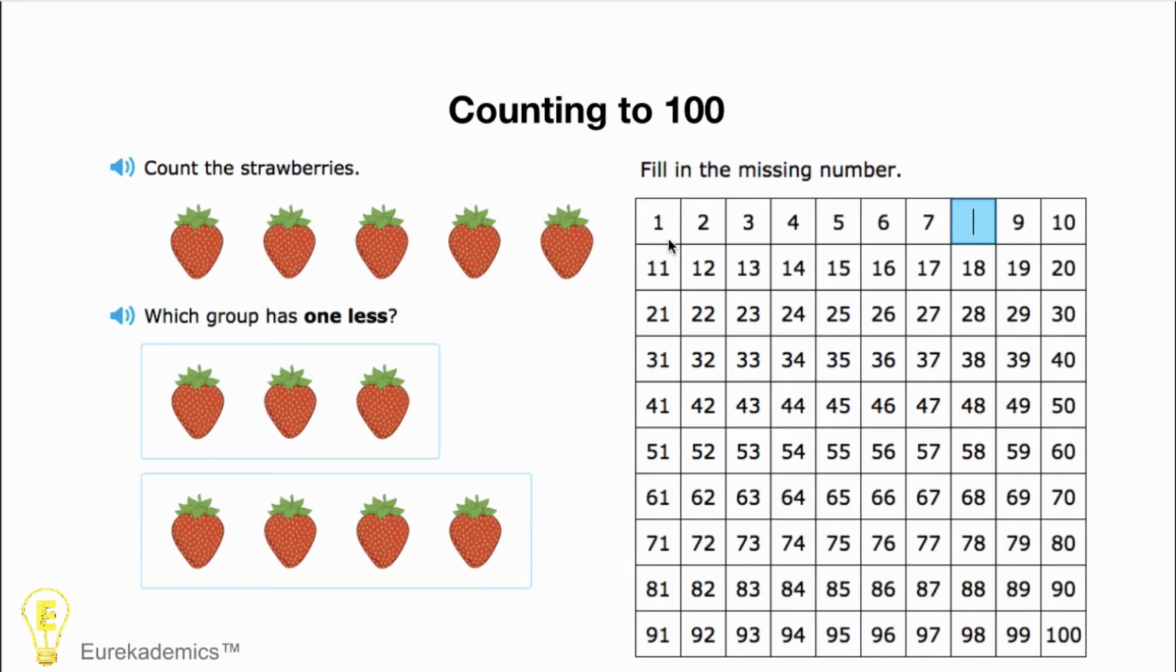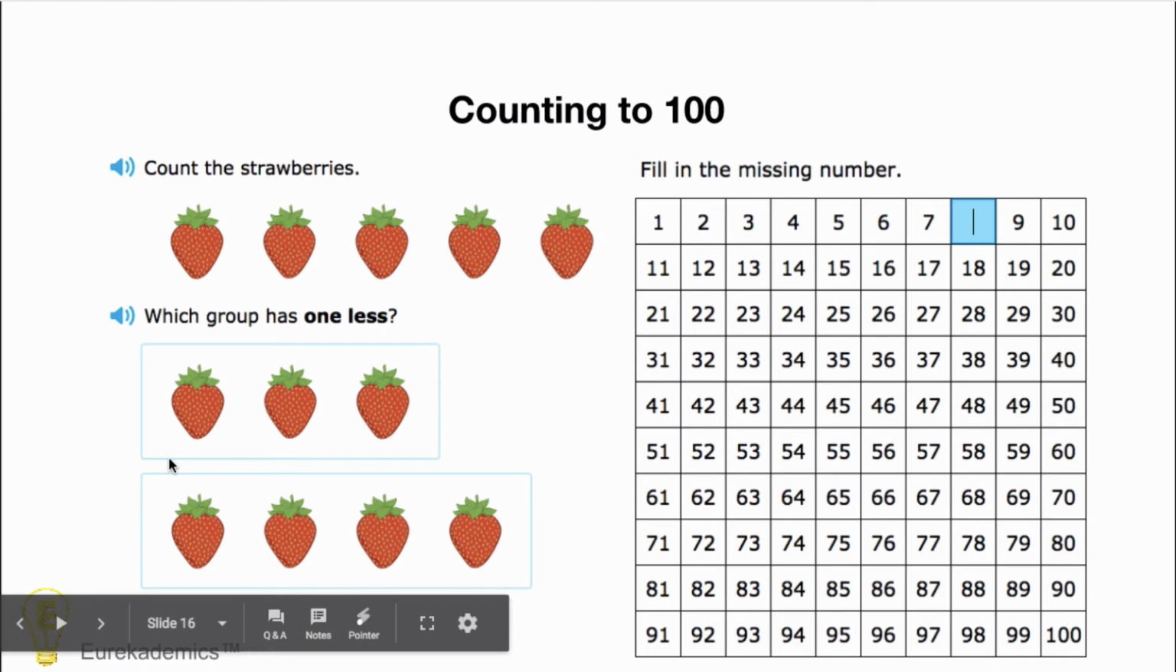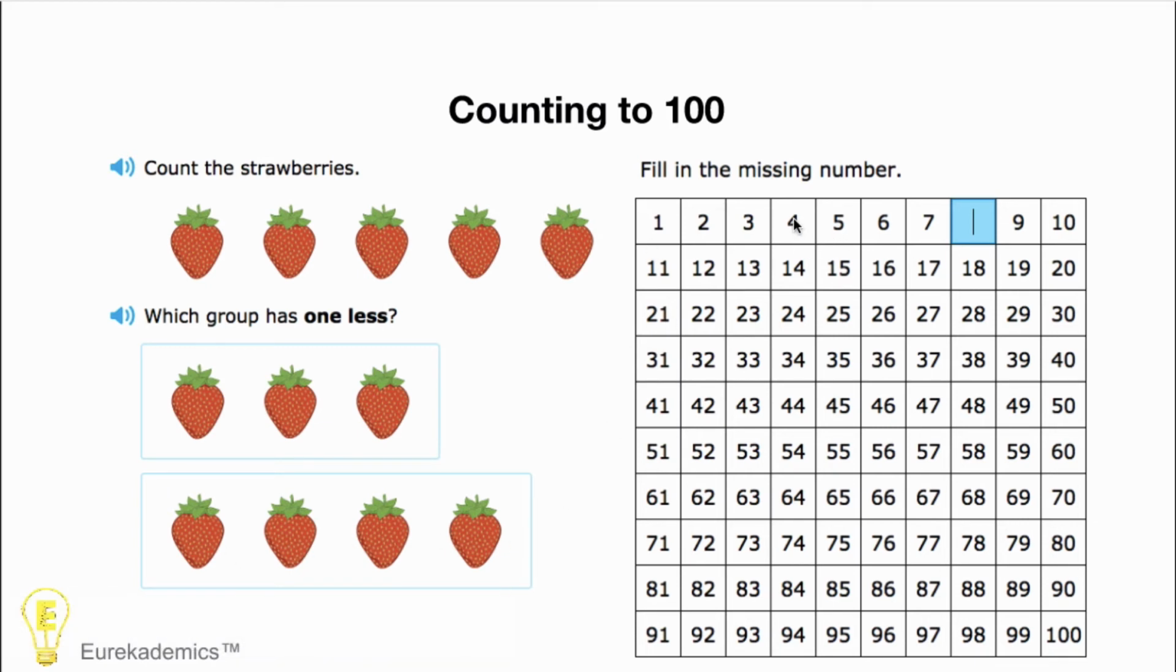So here's the number line again. If you're confused, there's 5. One less than that is 4. So it's going to be this one, 1, 2, 3, 4. All right, so there it is, 5. One less than that is 4.